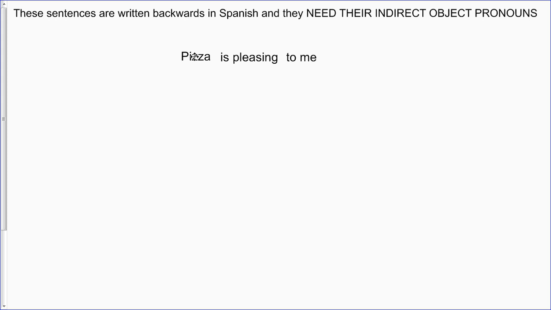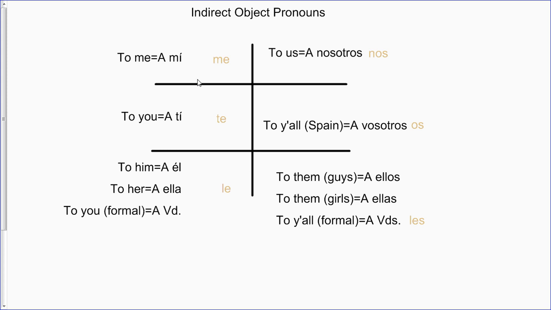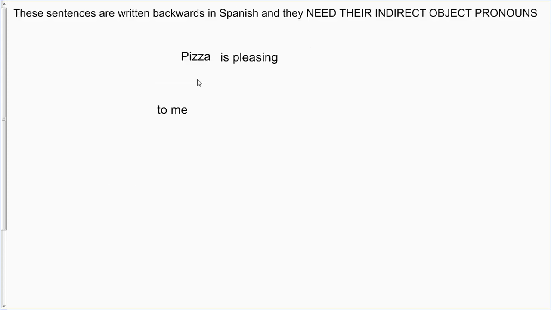So if we want to try the sentence, pizza is pleasing to me, we're going to try it like this. To me. Then we're going to throw in our indirect object pronoun from the previous page, which we have: me, te, le, nos, os, les. So we had me here, so we're going to throw in a me when we get there. To me is pleasing pizza. It sounds funny, but that's how it works in Spanish.